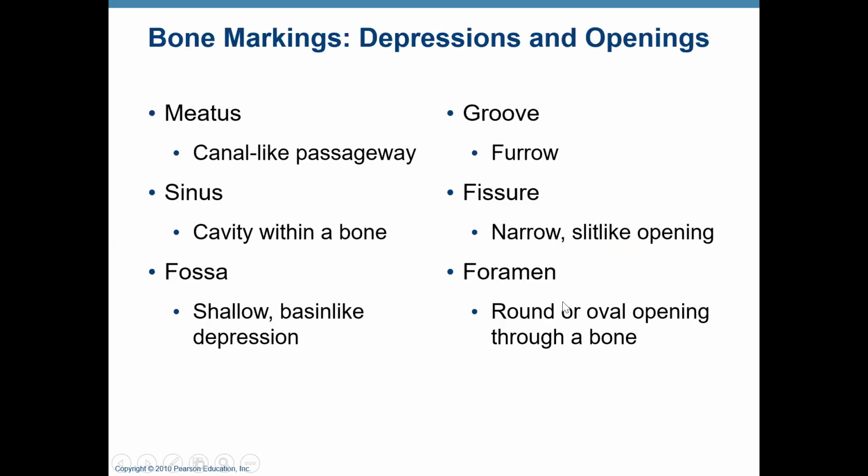Some more landmark names. Meatus is like a canal-like passageway. So like in your ear canal, you've got a meatus. A sinus is a cavity within the bone. So the sinuses they're referring to here are within the skull. A fossa is kind of like a shallow little groove or depression within the bone. And similar to fossa, there's groove, kind of like a depression. A fissure is more like a narrow slit-like opening within a bone. And an easy one, foramen, just means a hole within a bone.